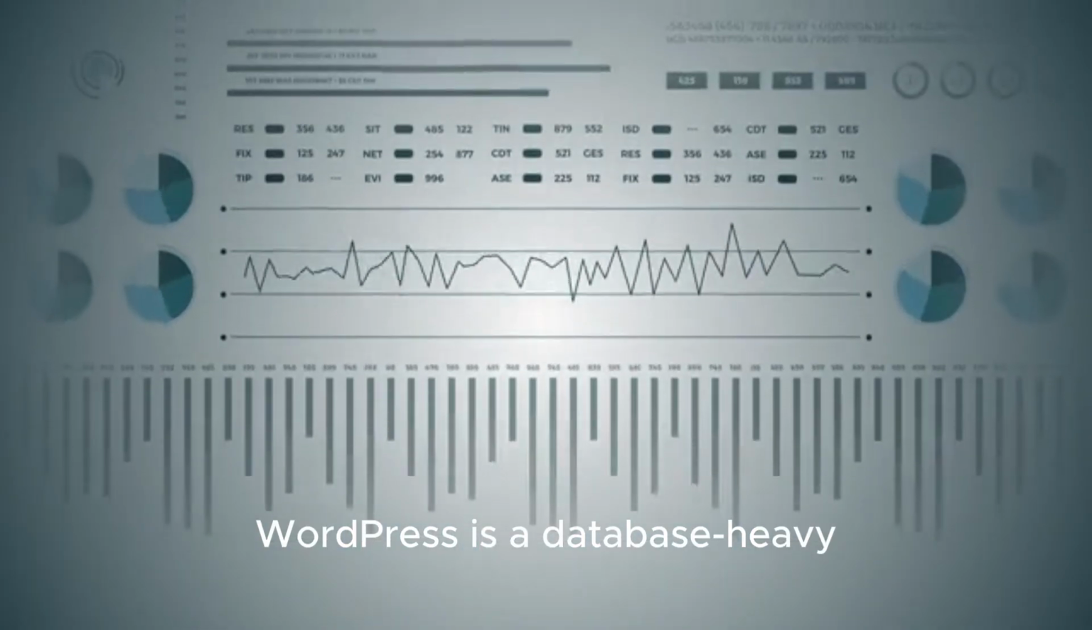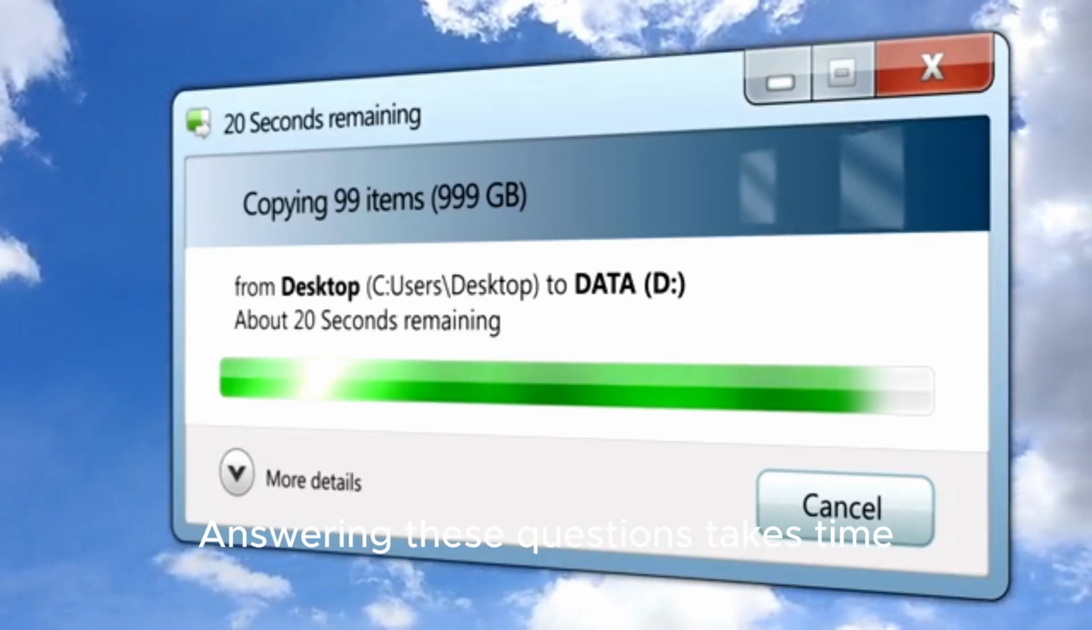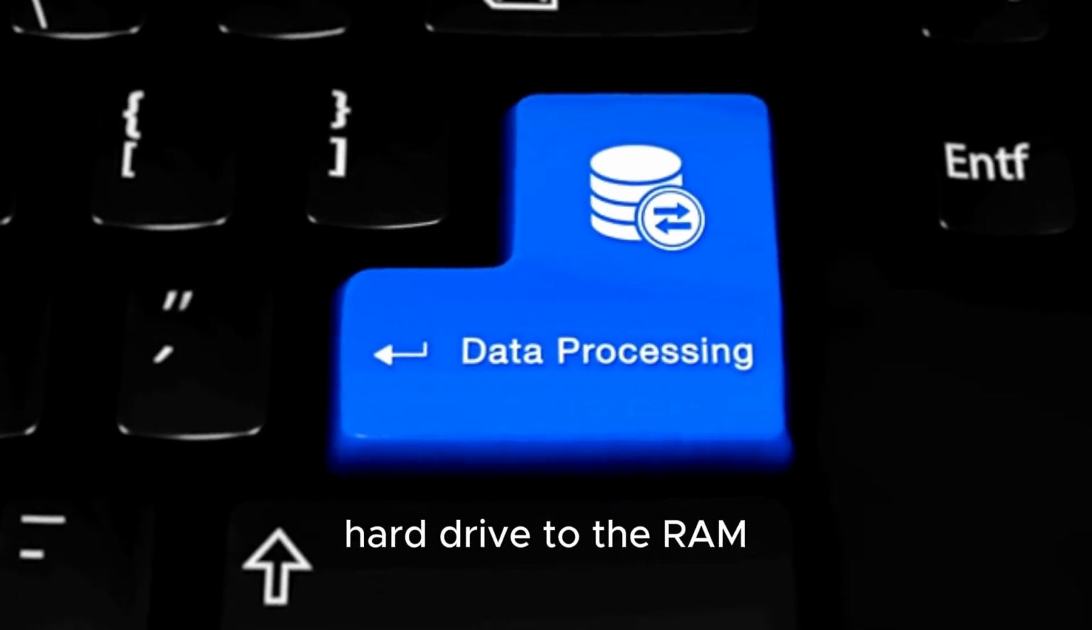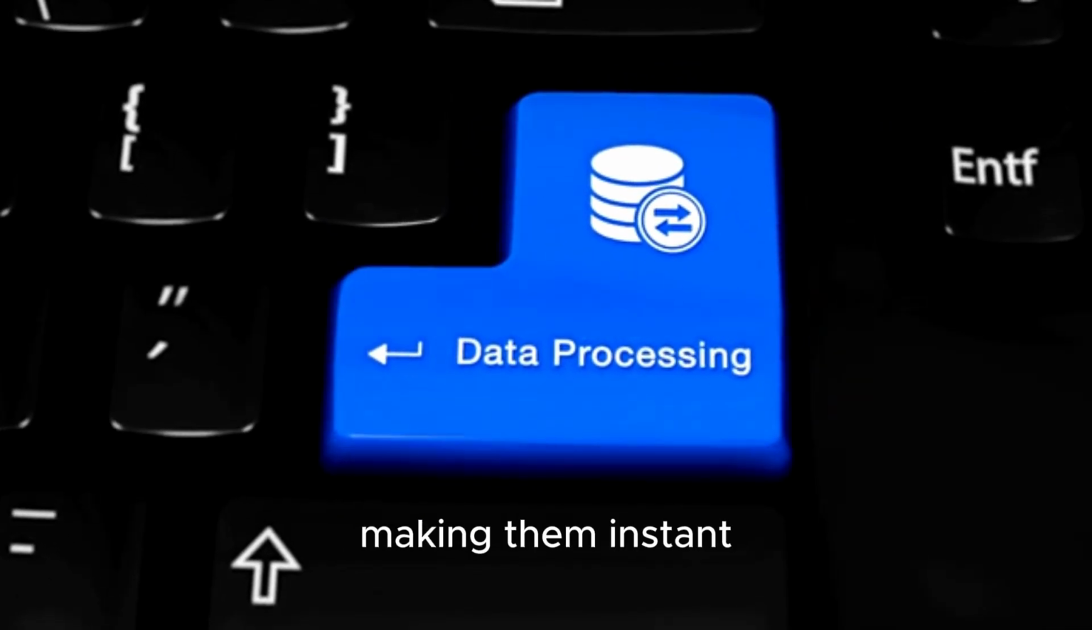WordPress is a database-heavy application. Every time you load a page, it runs dozens, sometimes hundreds, of questions to the database. Who is this user? What are their permissions? What are the site settings? Answering these questions takes time. And standard MySQL databases write to the hard drive. Hard drives are slow. I am going to show you how to move those questions from the hard drive to the RAM, making them instant.